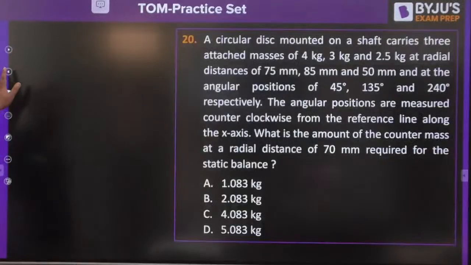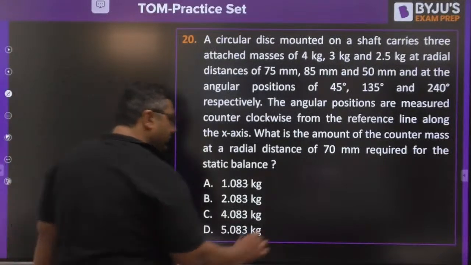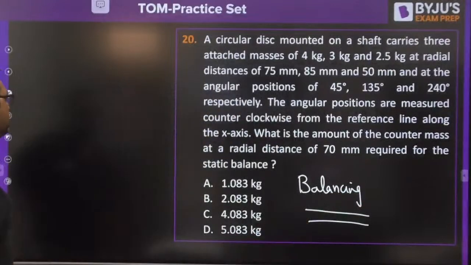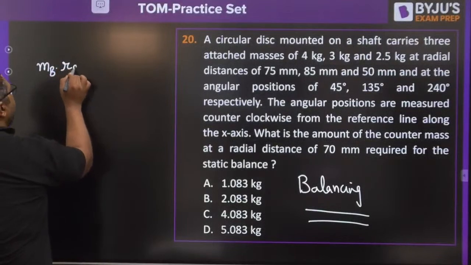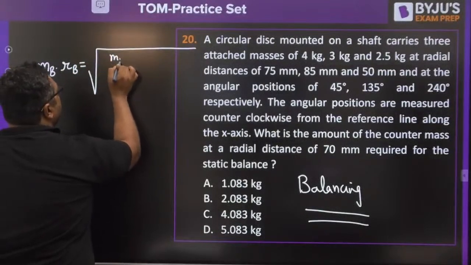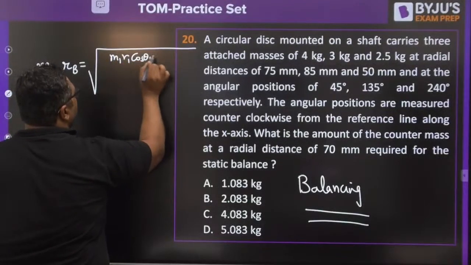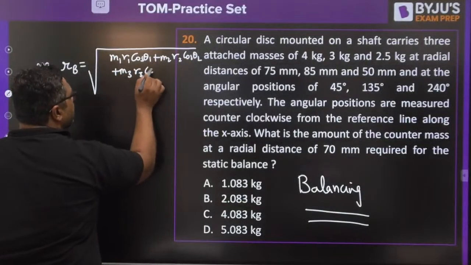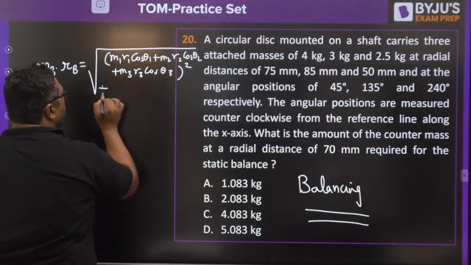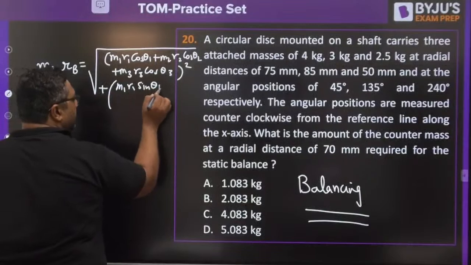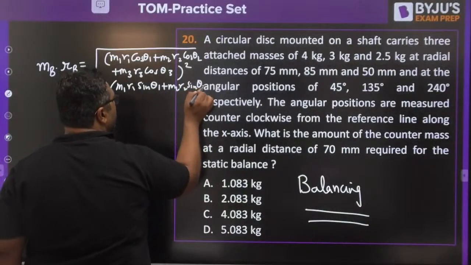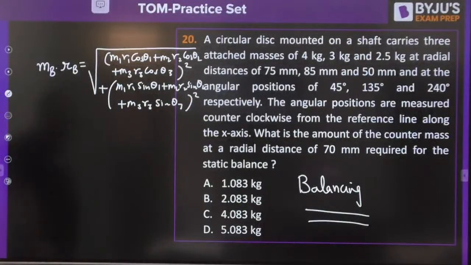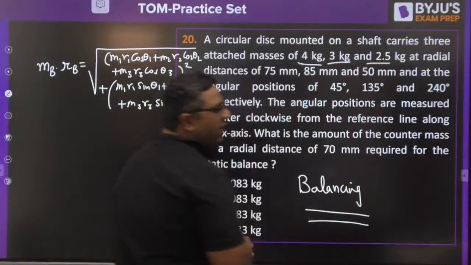Next, my dear, the question is from the balancing of rotating masses. This I feel everybody will be able to solve. You know how to solve it. Balance mass into RB is equal to the square root of (M1 R1 cos theta 1 + M2 R2 cos theta 2 + M3 R3 cos theta 3) squared plus (M1 R1 sin theta 1 + M2 R2 sin theta 2 + M3 R3 sin theta 3) squared.